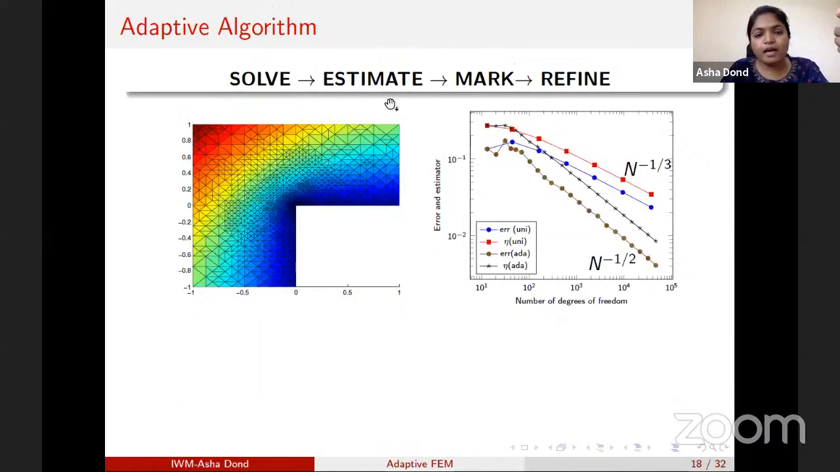At the end, after applying this loop again and again, the estimator will locate exactly where the singularity is. Here the singularity is at the origin. After locating it, the estimator is large there, so we mark and refine it. What is the effect of it? We get the optimal convergence rate, which we are not able to get using uniform refinement. So numerically we can see it is working.